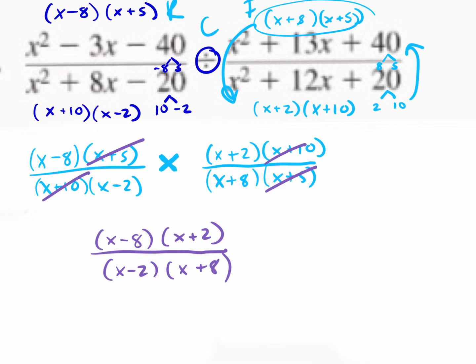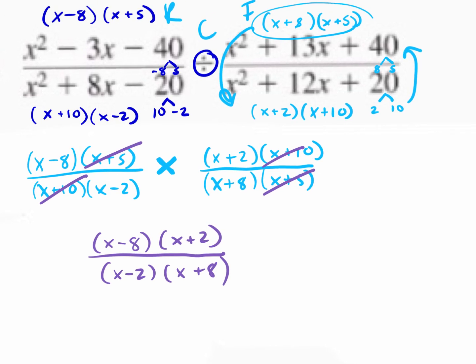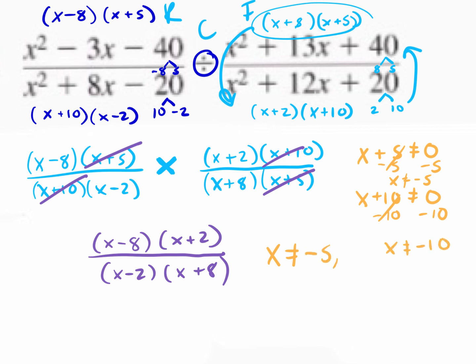What else do I have to do? I don't have to FOIL. We can leave our answer like this. But if I crossed stuff out, what do I have to do? Set them not equal to 0. So what's going to get set not equal to 0? Yes. X plus 5 does not equal 0, and x plus 10 does not equal 0. We're going to solve both of them. So what does x not equal? Negative 5 and negative 10, yep. Because we would just subtract 5 for the first one, subtract 10 for the second. So x does not equal negative 5 and negative 10.